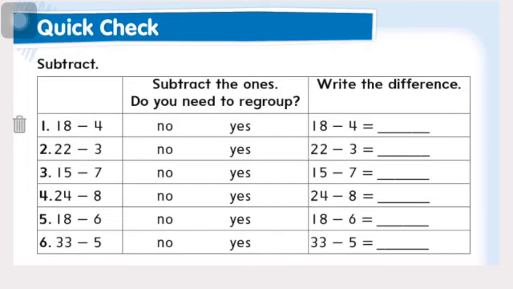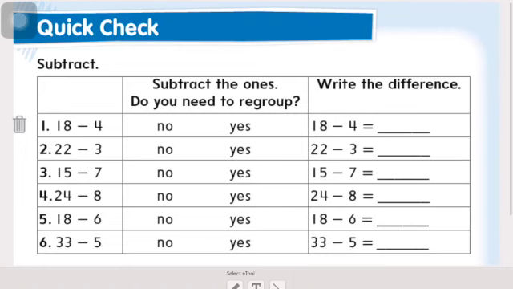Okay, let's do a quick check to see if we need to regroup. Yesterday we learned that if there was more on the top, there's no need to stop. More on the floor, go next door and regroup 10 more. So let's look here. We've got 18 minus 4.